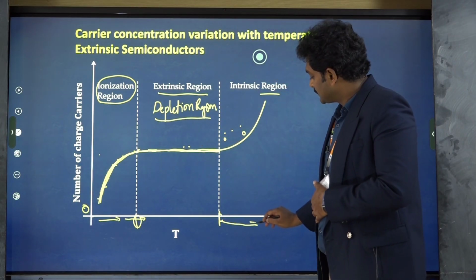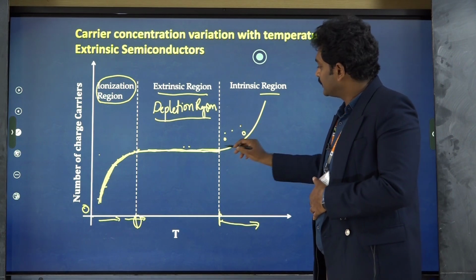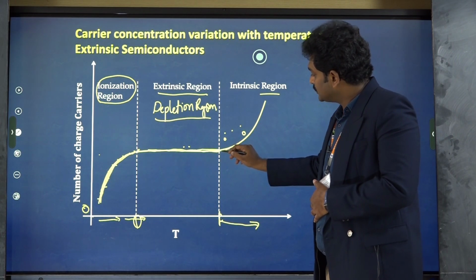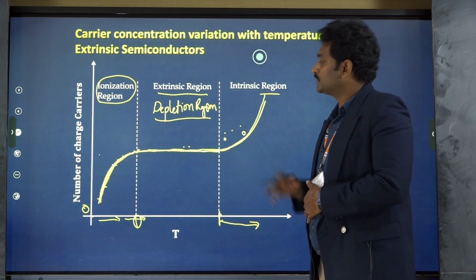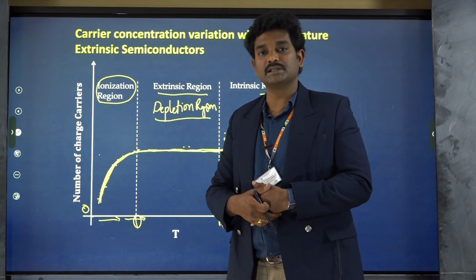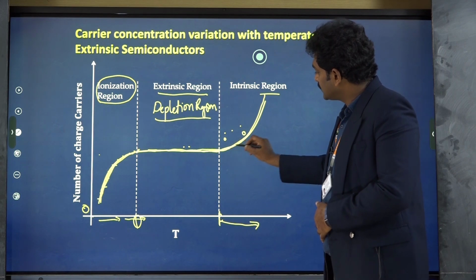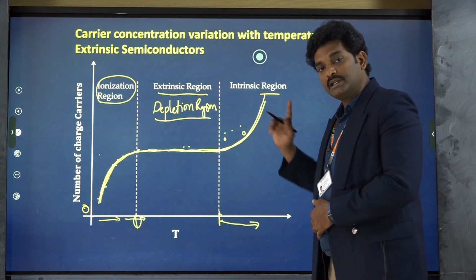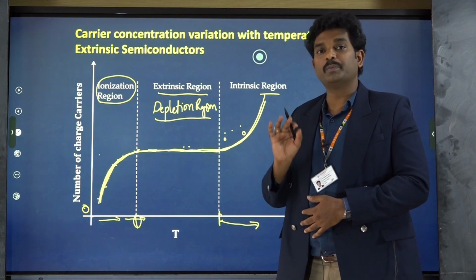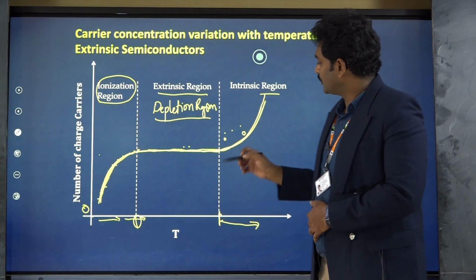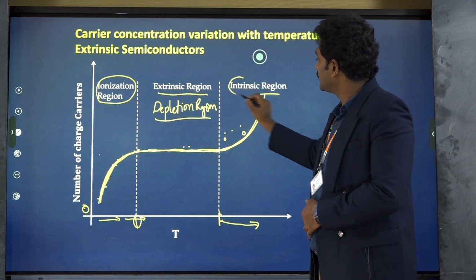Then at higher temperatures, what happens? The temperature is so high, or the energy is so high, that the bonds will also start breaking up. Then these electrons also get added, and the number of electrons is rising. So this is how the number of electrons increases with the temperature in extrinsic semiconductors. Now the third region is called the intrinsic region, because what happens in intrinsic semiconductors? In intrinsic semiconductors, electron hole pairs are produced only because of breakage of bonds at higher temperatures. Now these electrons are increasing because of breakage of bonds. That's why we call it the intrinsic region.